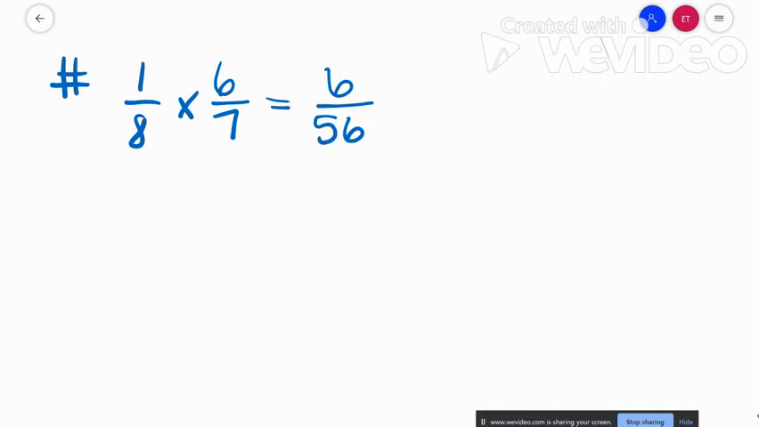So simplify simply means I'm going to make this fraction smaller. So for me, what I know is that 6 and 56 are both even numbers, so that means I can divide them by 2. Even numbers end in 2, 4, 6, and 8. So I'm going to divide by 2.